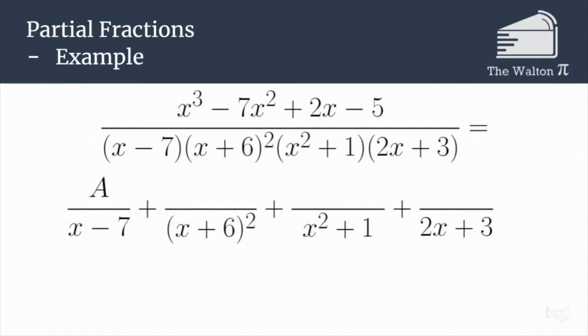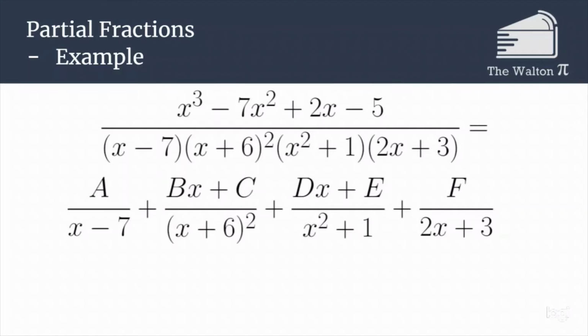x plus 6 squared, that is a quadratic. So that is x squared is our highest power. So that means the numerator is going to have an x to the 1. So we are going to write that as bx plus c. x squared plus 1, that's another quadratic. So the top is going to be a dx plus e, and then the 2x plus 3, that is a linear polynomial, not a quadratic, sorry. That's a linear polynomial, so the top is going to be a constant.